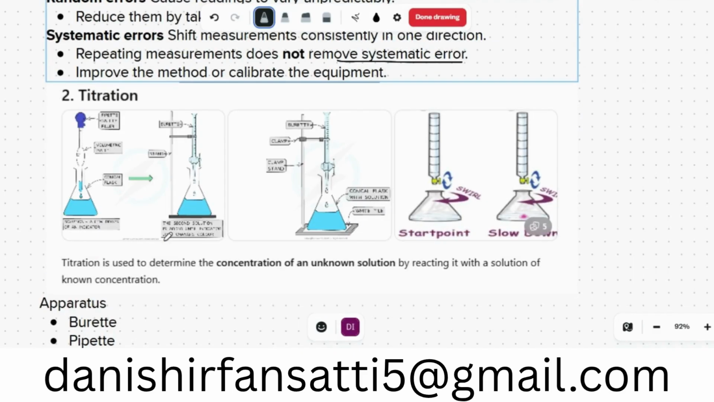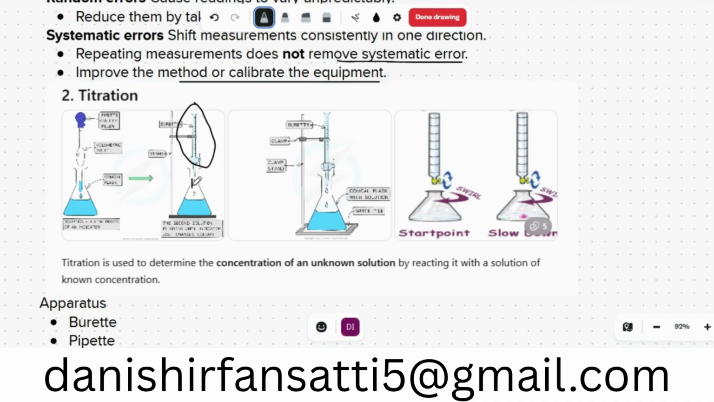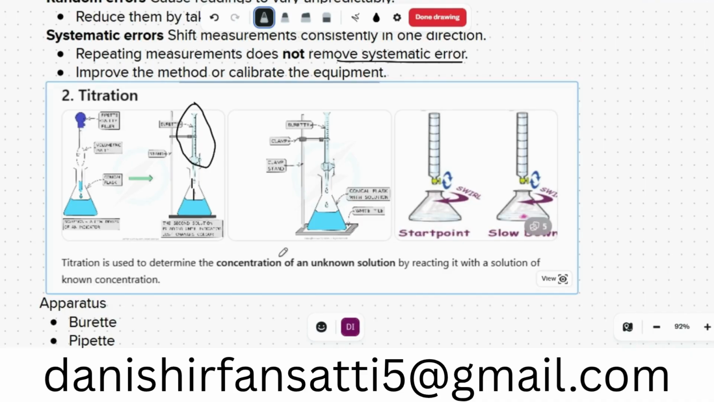Okay. So what is titration? In titration, we just use one solution here. We will slowly add some, drop by drop, into the solution and then see if there is a color change or something is changing. Okay, titration is the method to determine the concentration of an unknown solution by reacting it with a solution of known concentration.